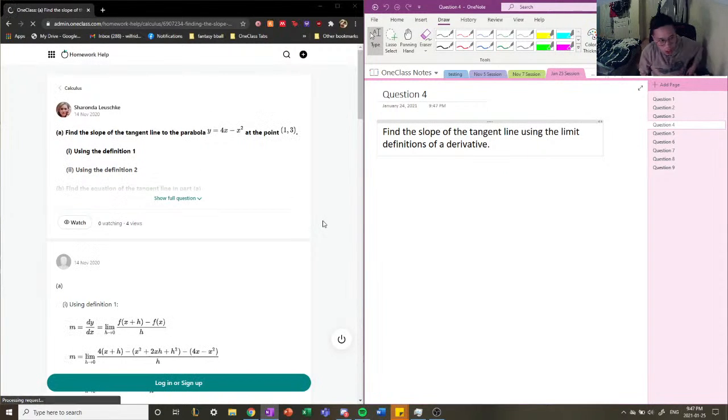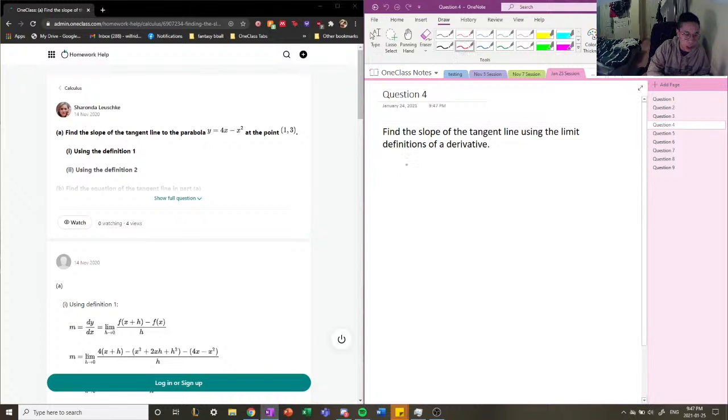All right, so the next question reads: find the slope of the tangent line to the parabola y equals 4x minus x squared at the point (1, 3) using the limit definitions of a derivative. And there are two different limit definitions of a derivative. The first one reads that the derivative, let's say dy over dx, is equal to the limit as h approaches 0 of f of x plus h minus f of x, over h. So it's calculating the difference between the function at x plus h and the function at x as h approaches 0. This will help us find the derivative.